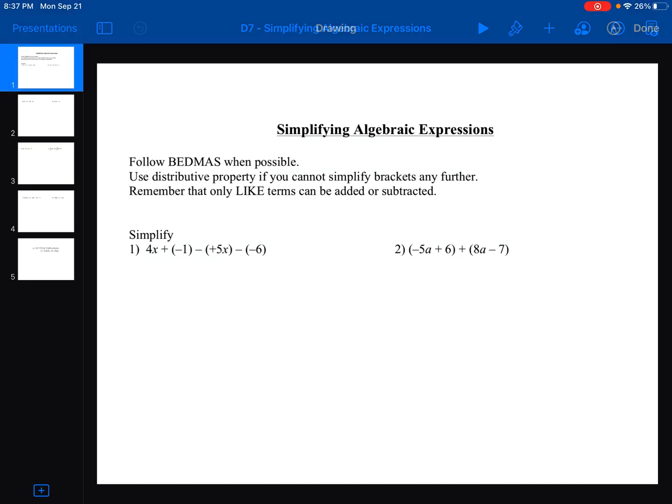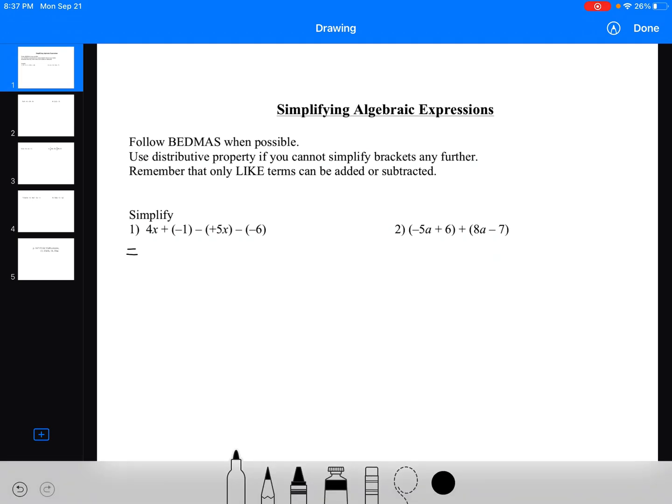So if I look at this first question, the first thing I want to do is get rid of any brackets that I can. So 4x minus 1 minus 5x plus 6. Remember, opposite signs make a negative, the same signs make a positive. Now I want to collect like terms. So 4 minus 5 is negative 1, and negative 1 plus 6 is positive 5. Okay, and then I would be done. I can't do any more. All right, let's move on to the next one.